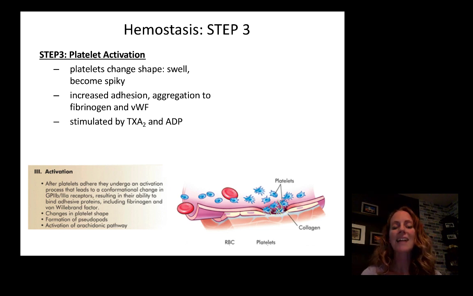Step 3 is activation of the platelets. Platelets are not simply fragments of cells. They are actually quite active. They will change shape. They will swell, they'll become spiky, they'll increase adhesion and aggregate to the fibrinogen and von Willebrand factor. This is again stimulated by thromboxane A2 and ADP. So here are the platelets activating and changing shape.